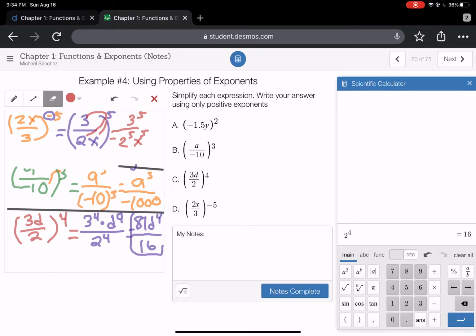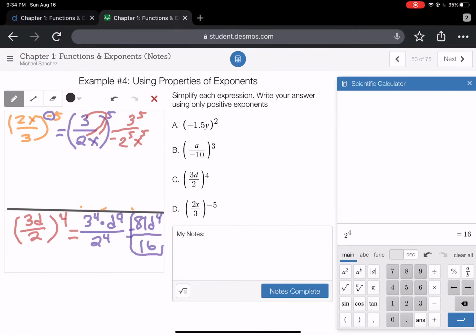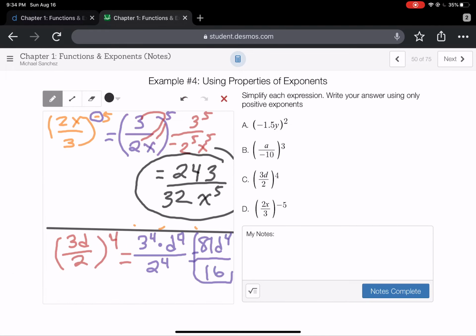I'm going to erase some more. This one's a little bit longer. All right, so in the numerator, I'm going to have 3 to the power of 5, which is 243. So I have 243 over 2 to the power of 5, which is 32, and then the x to the power of 5. And that is our final simplified result for all 4 of these expressions.